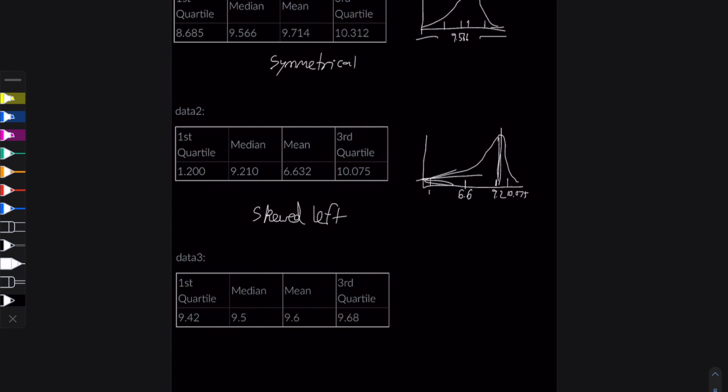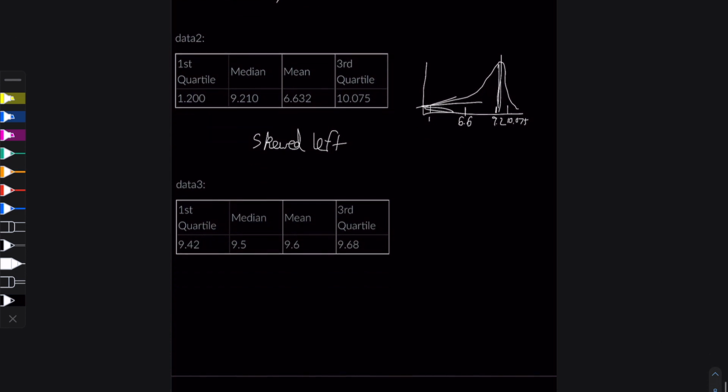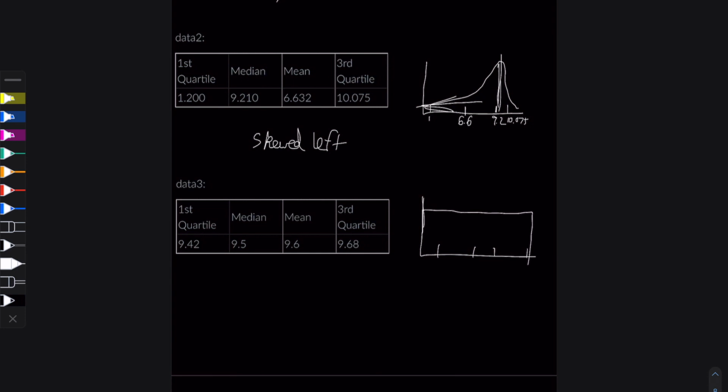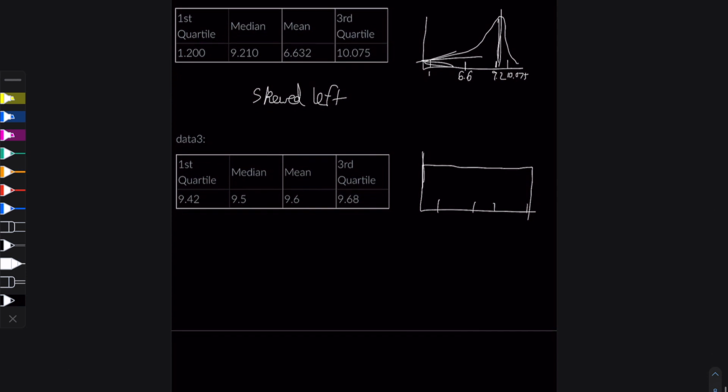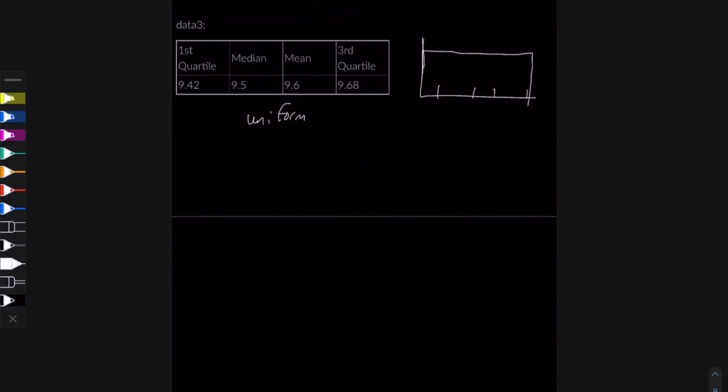All right, and the last one, we have the first quartile around 9.42, median 9.5, mean 9.6, 9.68 for the third quartile, and this sounds like it is uniform to me because we have to stay kind of constant over that whole data set. Just because those numbers are so close to each other, they have to be all together. So this is going to be uniform. All right. So that's going to conclude our notes part, and the next part of this video will be our RStudio help.